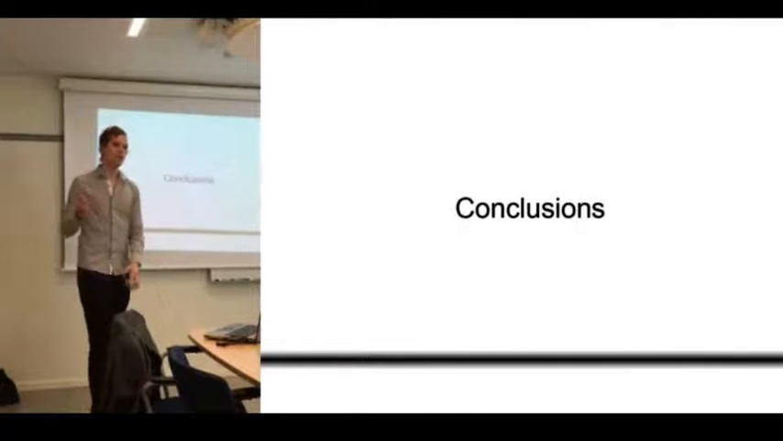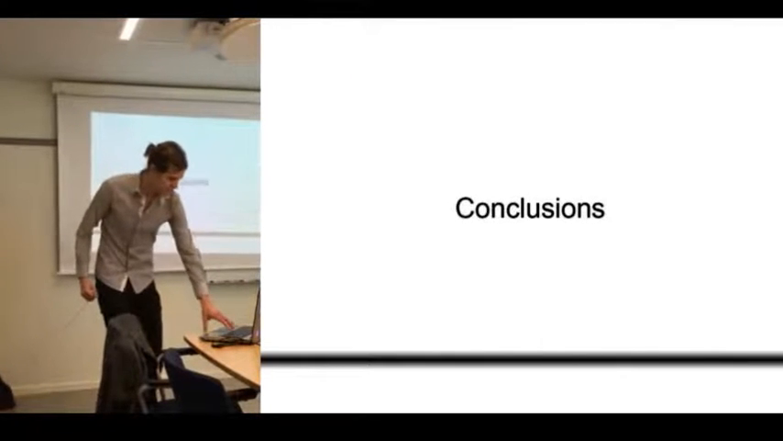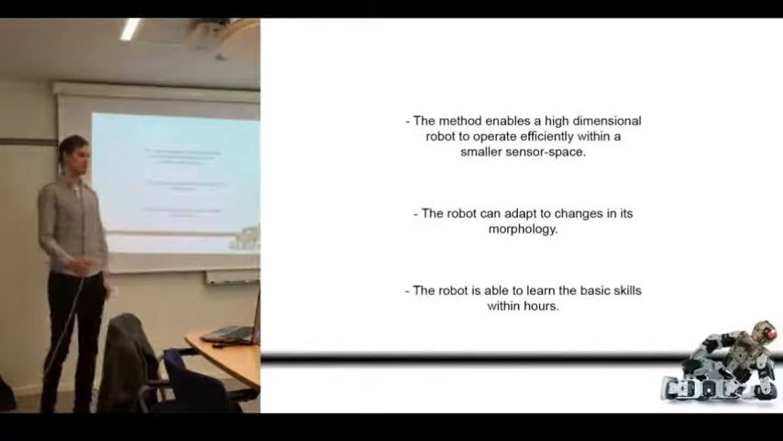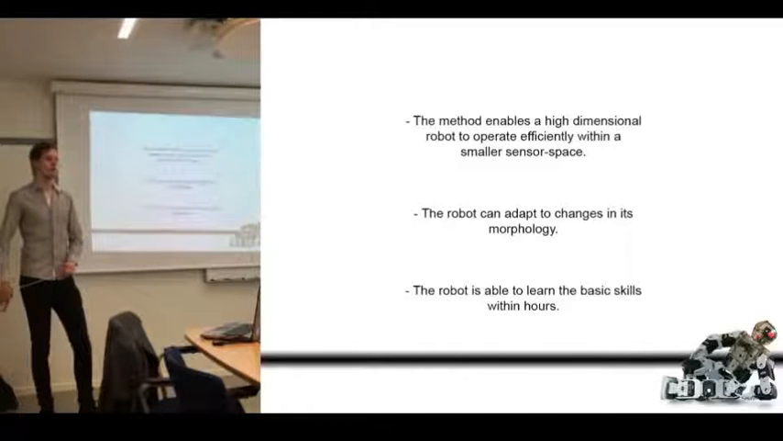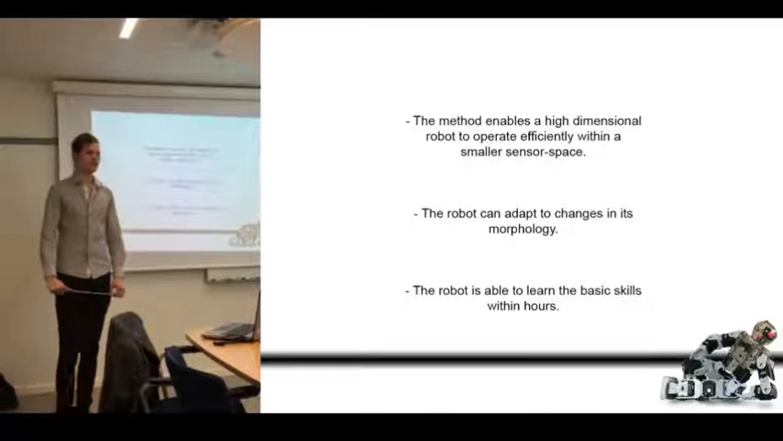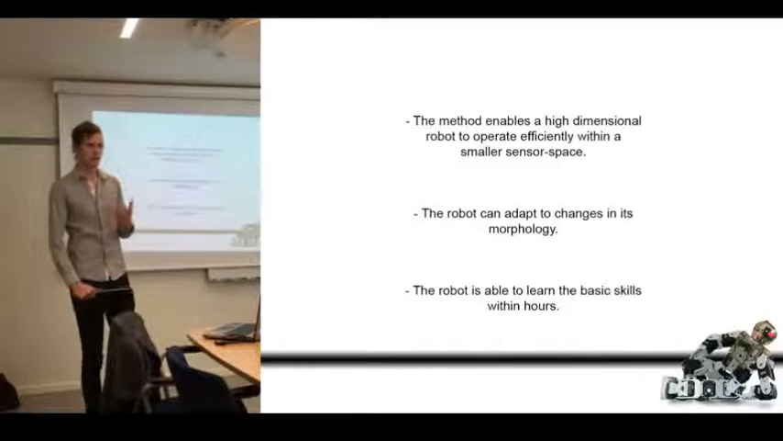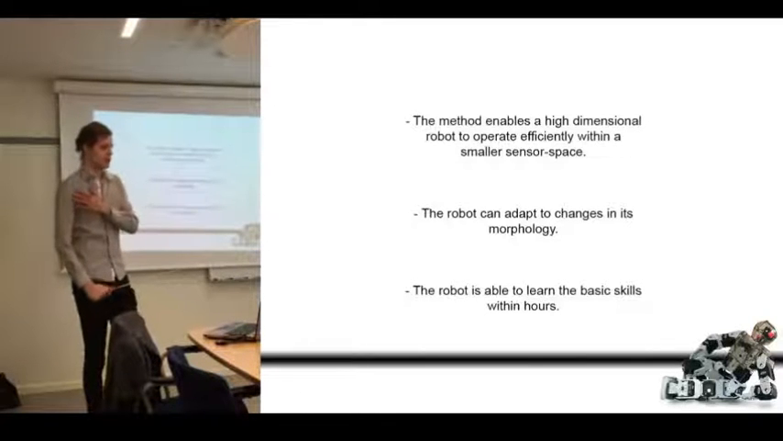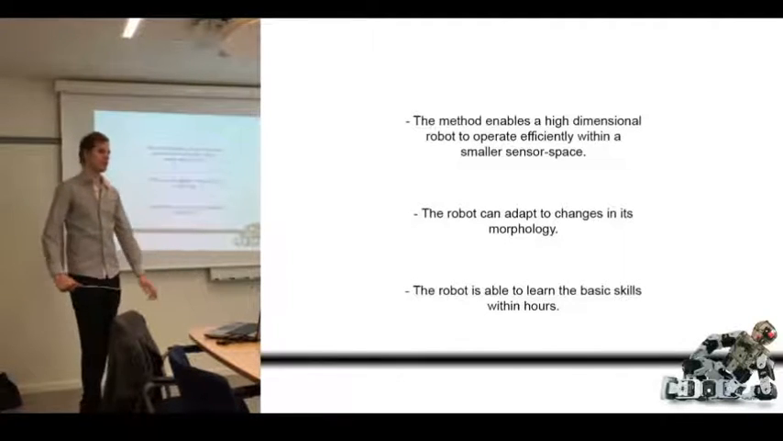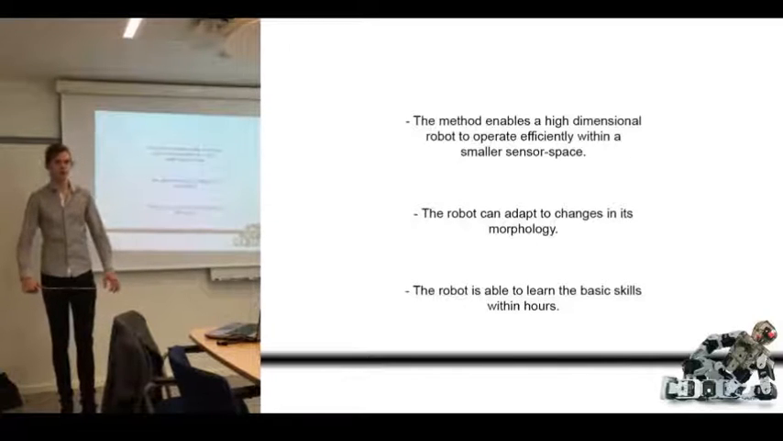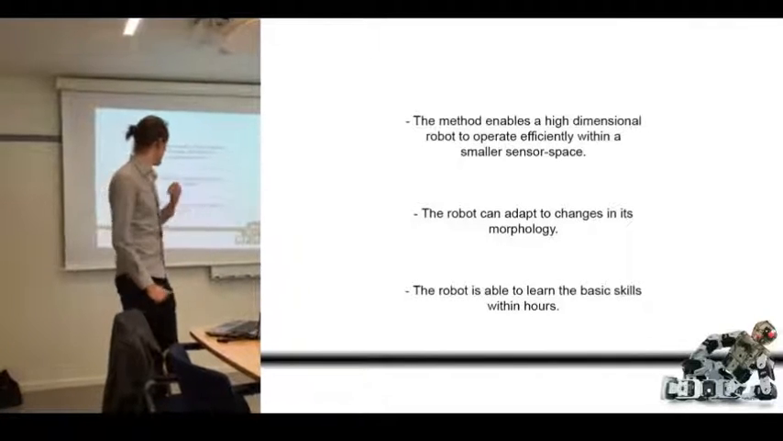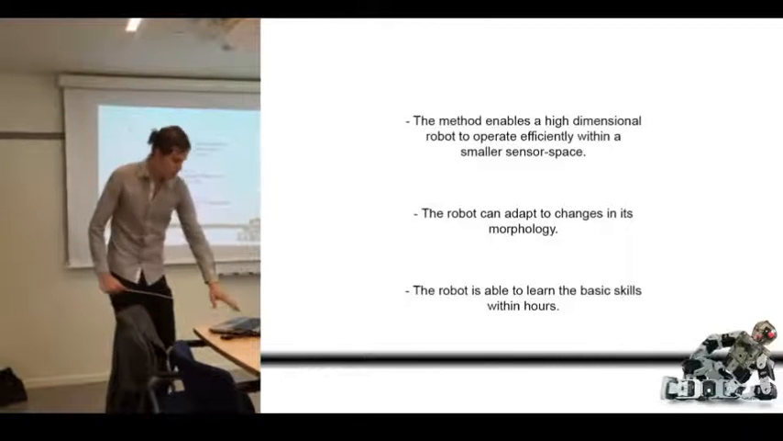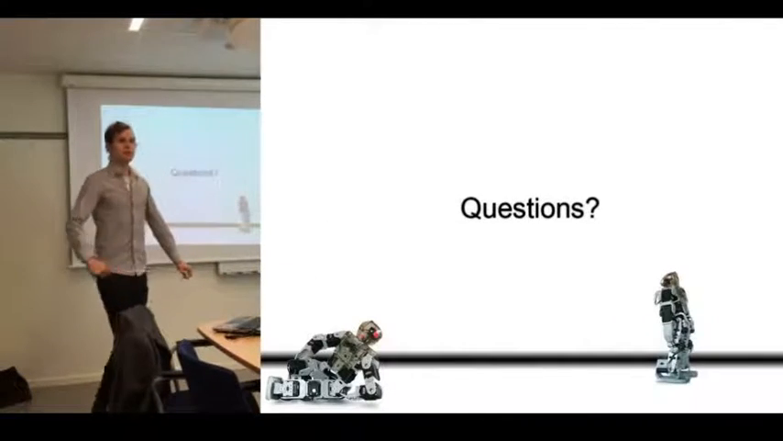All right, so what are my conclusions? First of all, this method enables a high-dimensional robot to operate efficiently within a smaller sensor space. The robot can adapt to changes in its morphology. It is able to cope with a lost arm. And finally, the robot is able to learn the basic skills within hours. So we have a rapid learning curve for the robot in real time. That is my presentation.